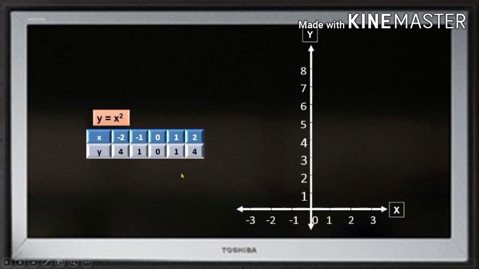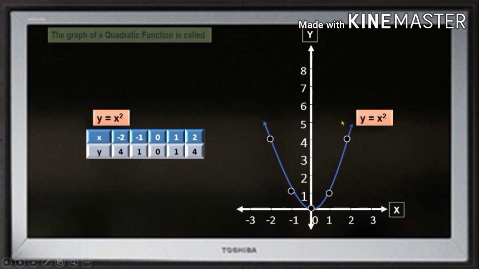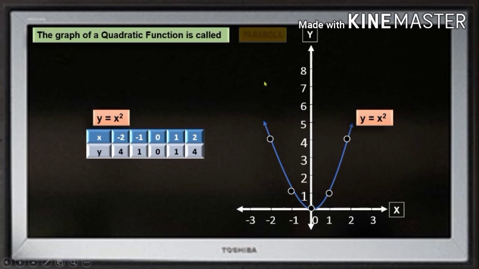Now let's look at the graph. There are pairs of coordinates like a mirror of each other. So we have here the graph or the curve of the quadratic function, which is called a parabola. Now let's have another example.